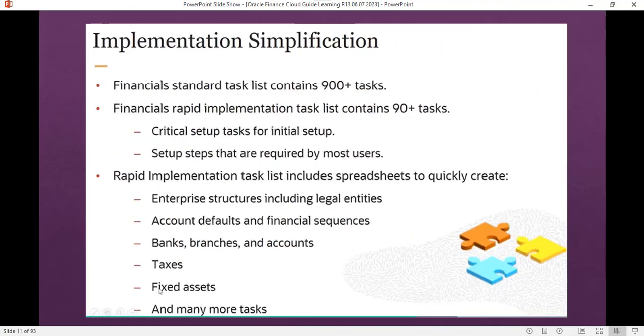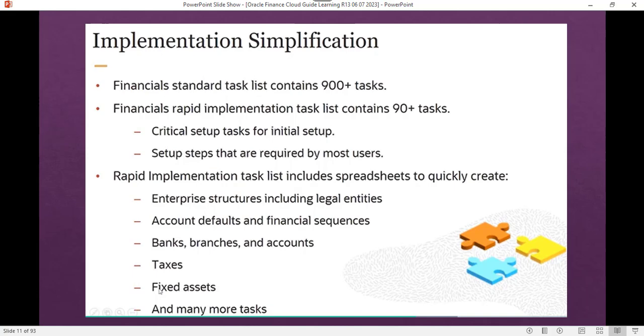Regarding implementation, there is a lot to think about and a lot of setups. So we have simplified the implementation by having a rapid implementation task list to help you with the tasks that you need to complete. The standard financial task list contains over 900 tasks, whereas the rapid implementation one has over 90. These give you the critical setup tasks for your initial setup, those that are required by most users.